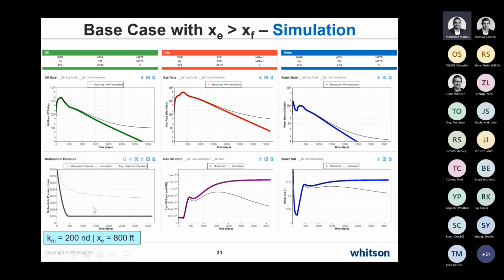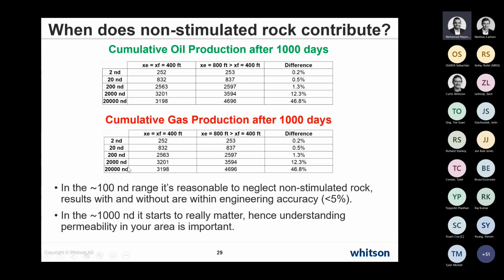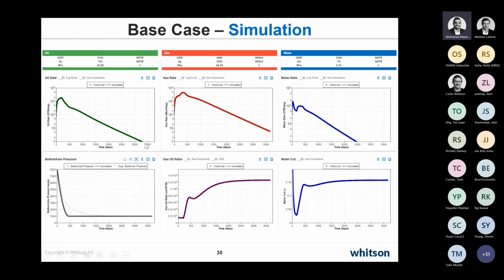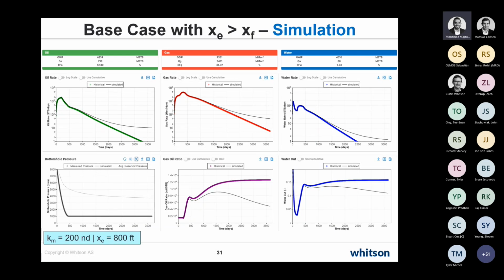One important comment here is that this base case, as I showed you in the first slides, has a matrix permeability of 200 nanodarcy, and this is important for what we discussed about when it becomes important. So we want to show one case at 200 nanodarcy, how that affects the workflow, and I'm also going to show you a case with a higher permeability and how that affects the workflow.